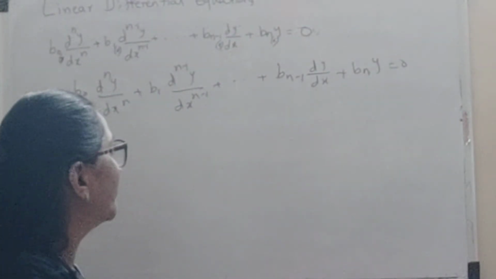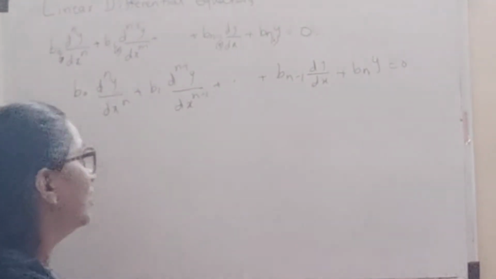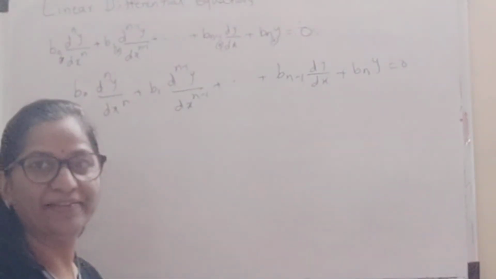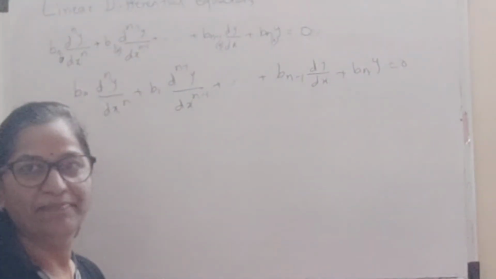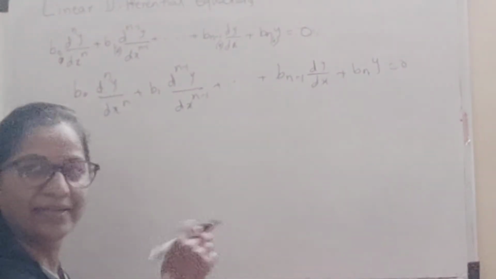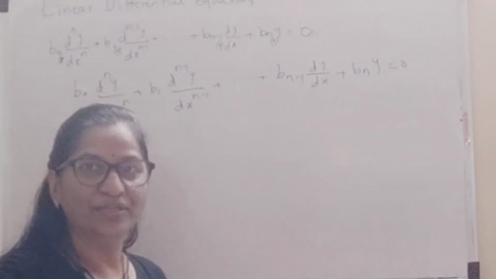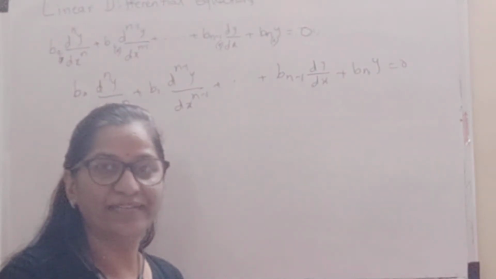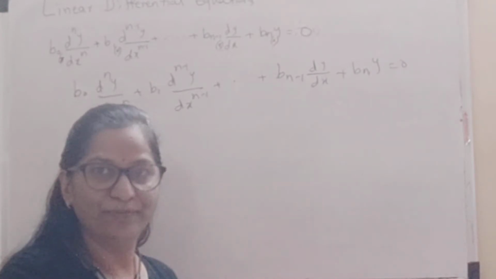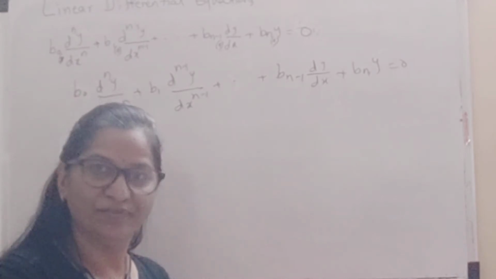Now, this is a differential equation. Suppose y1 is some solution of this differential equation. Obviously it will satisfy it, so we may replace y by y1. Similarly, if y2 is also a solution, then we may replace y by y2, and the equation gets satisfied. So if y1 and y2 are solutions, then what can you say about c1 y1 plus c2 y2, where c1 and c2 are constants? We have to prove the result. In that case, c1 y1 plus c2 y2 is also a solution.